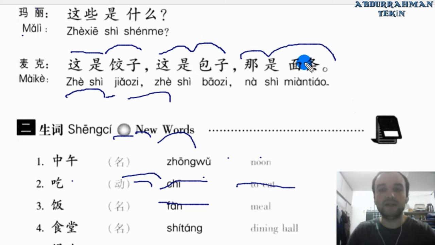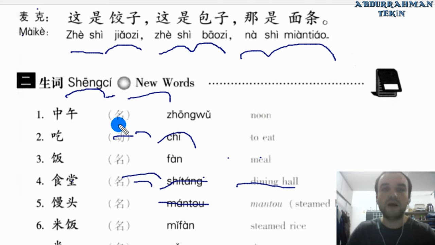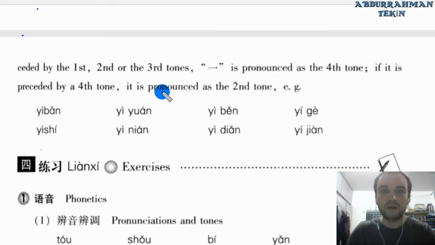那是面条, that is noodle. Okay, now let's go to check grammar parts. And here we have a rule about 一. 一's normal tone is the first one, right? 一 (yī), and we just use first tone while we are counting the numbers.